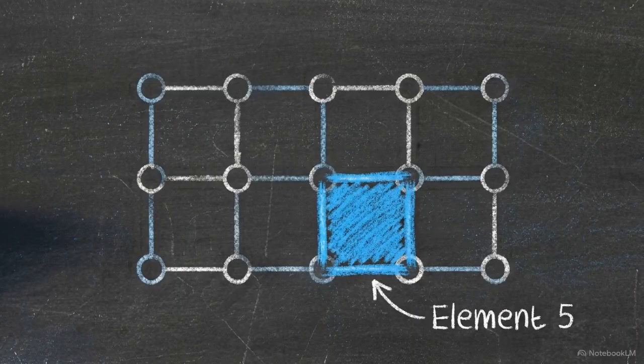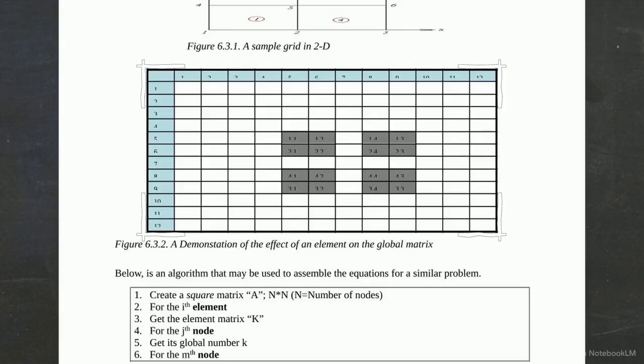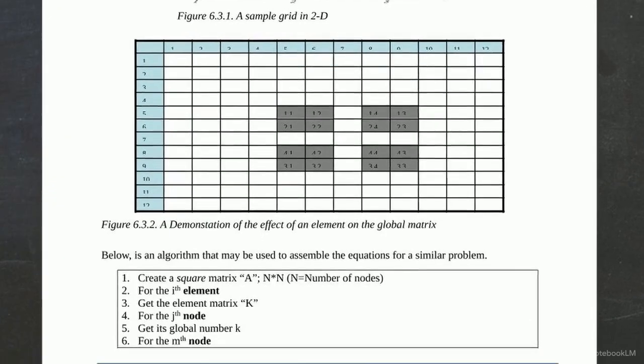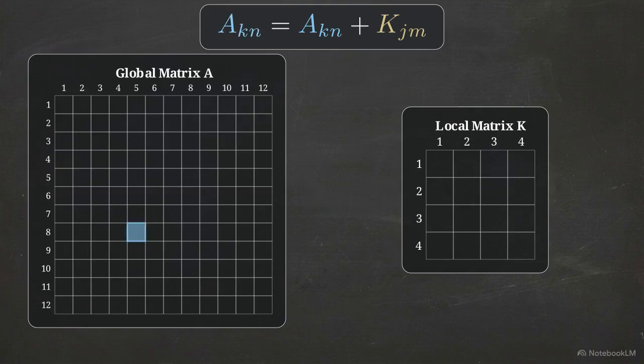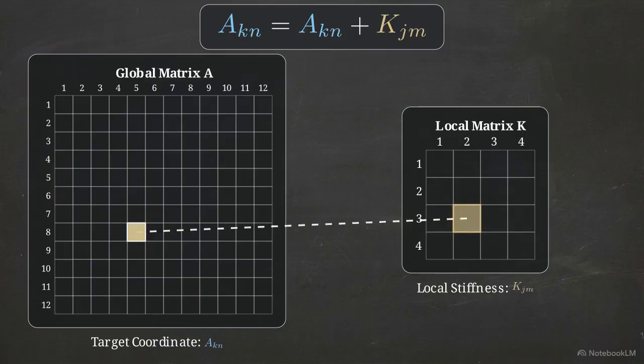We can apply this loop logic directly to element 5 from our sample mesh. This diagram illustrates where data from element 5 is placed inside the global matrix. Based on connectivity, it maps to global rows and columns 5, 6, 8, and 9. The core instruction is step 8, A_KN equals A_KN plus K_JM. The left side of the equation, A_KN, is the target coordinate within the global matrix. The right side, K_JM, is the calculated physical stiffness value being pulled from the local element.